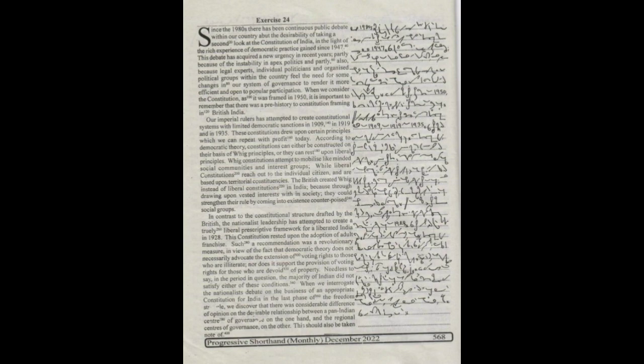When we examine the nationalists' debate on an appropriate constitution for India in the last phase of the freedom struggle, we discover that there was considerable difference of opinion on the desirable relationship between a pan-Indian center of government on the one hand and the regional centers of governance on the other. This should be taken note of.